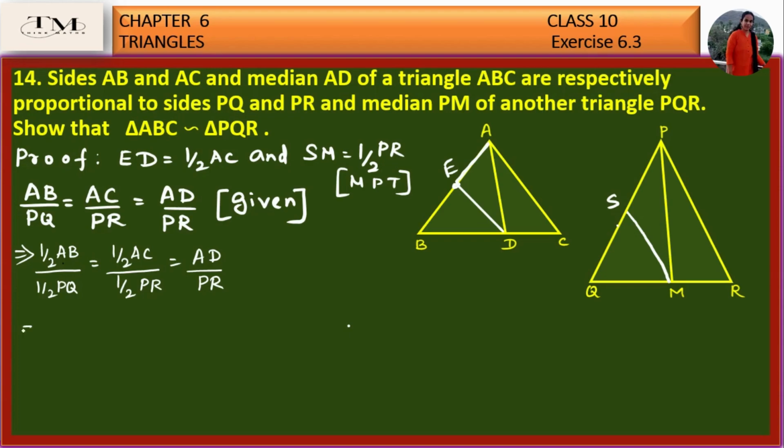Okay. So AE divided by, in the same way we proved S is the midpoint. So if S is the midpoint, half of PQ will be equal to PS. Half of AC is nothing but ED, divided by half of PR, which is nothing but SM. Keep this AD by PR as such. So AD by PM. Okay, I'm sorry, it is AD by PM.